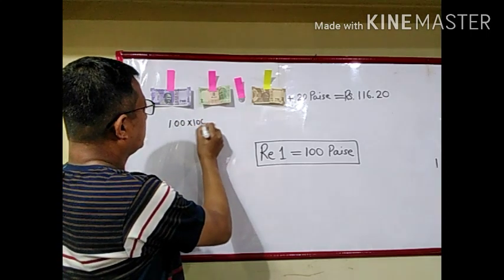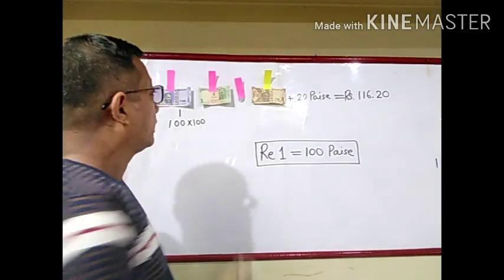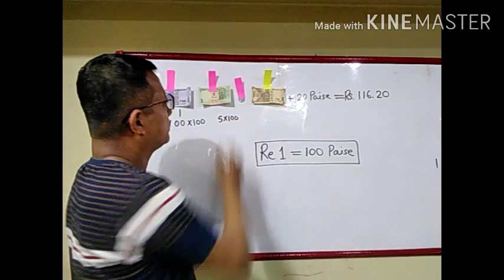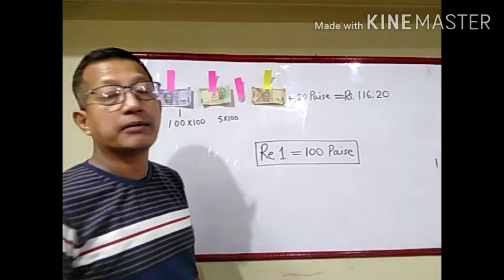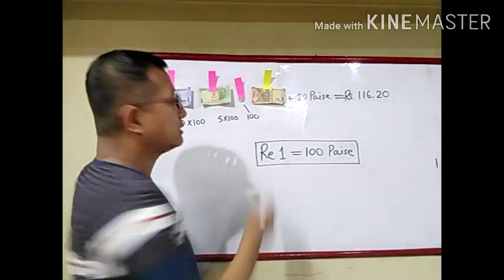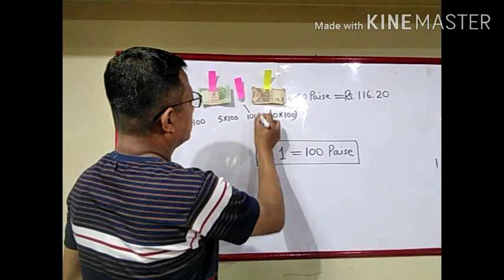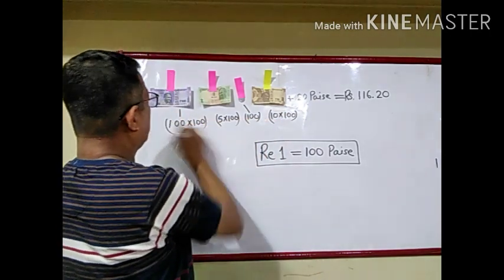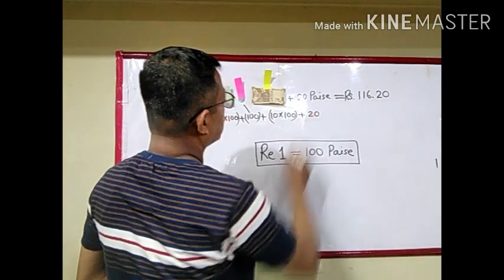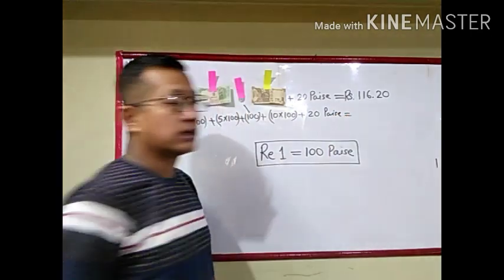into 100. This much is the price in these 100 rupees. In 5 rupees, 5 into 100, that is 500 pies. And the 1 rupee coin is 100 only. Again 10 rupees, 10 into 100 pies. So you have to add all these, and plus this 20 pies. So this much pies. Total equals how much?